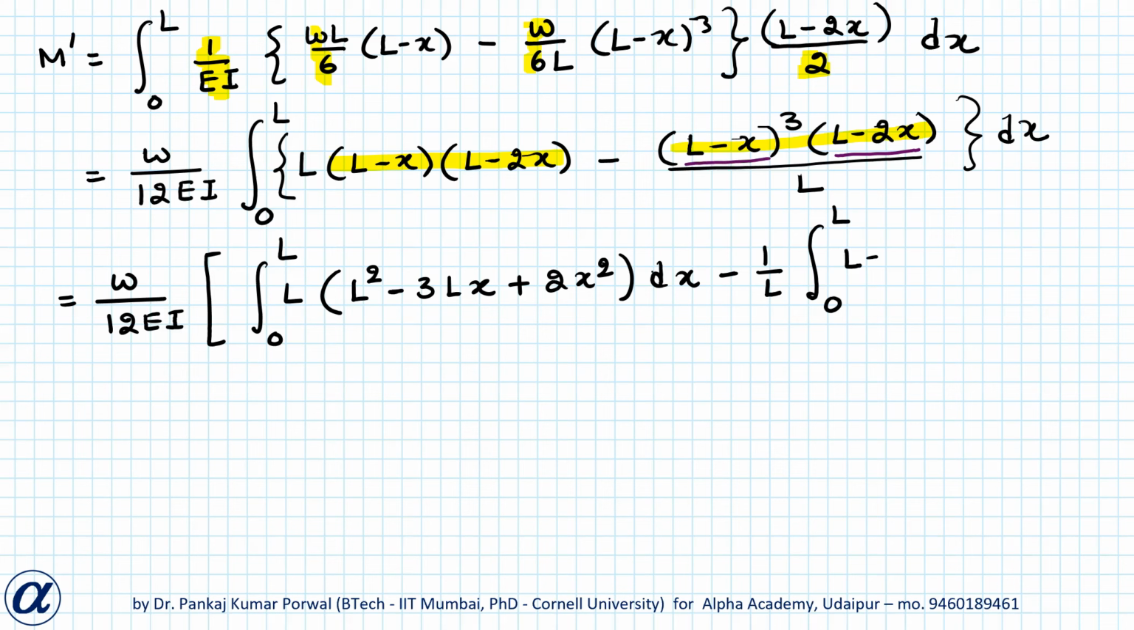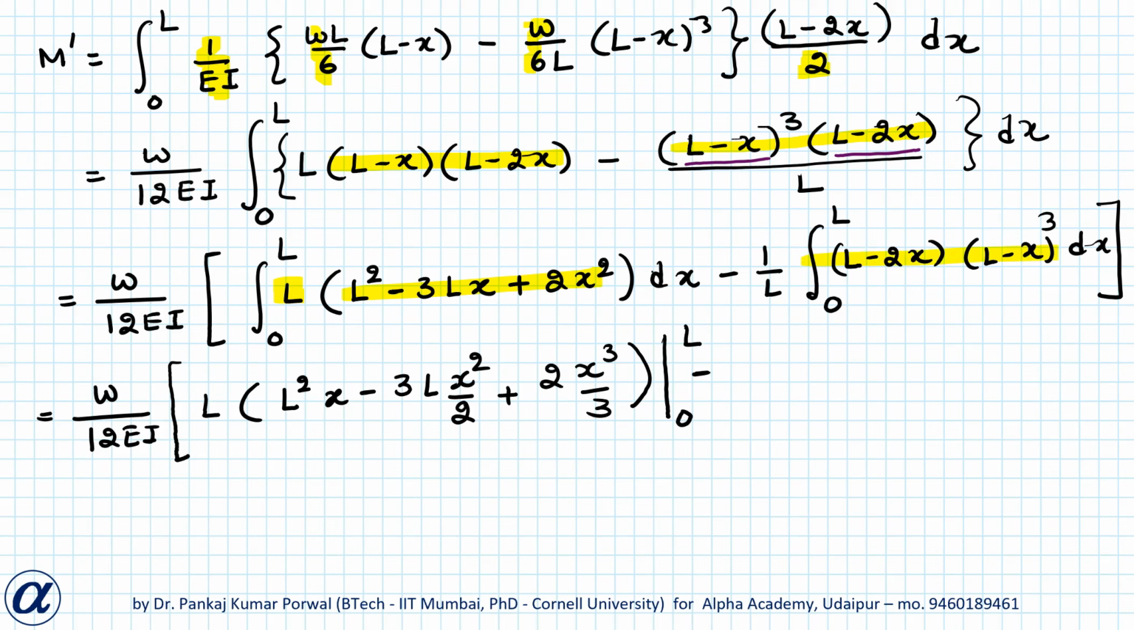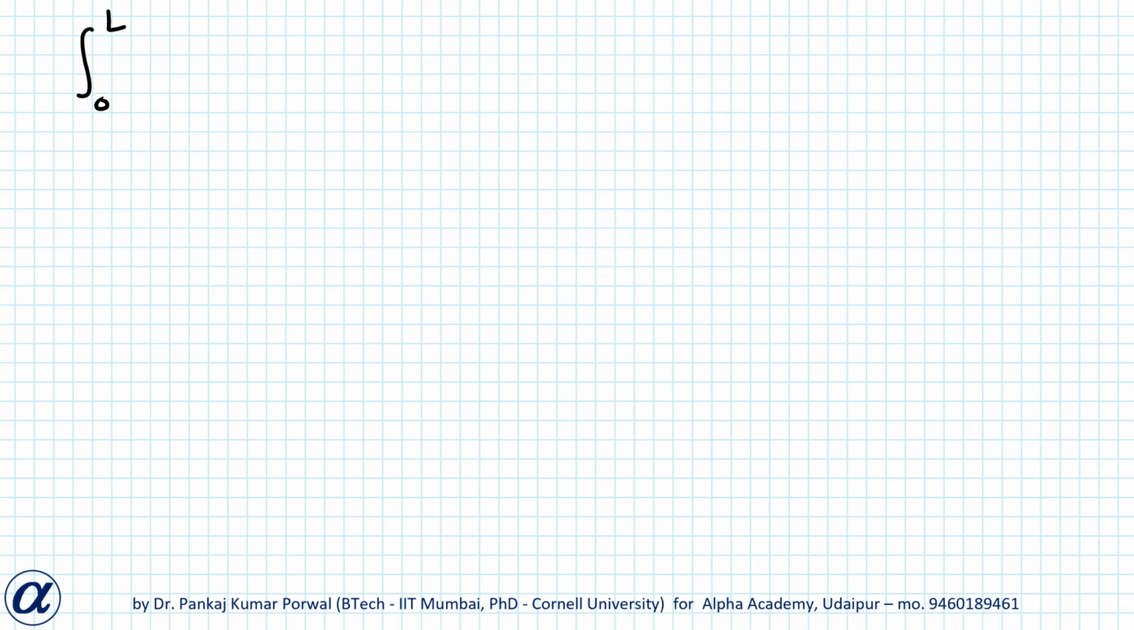So I write them as integral of (L minus 2x)(L minus x) cubed dx equals w by 12 EI. The integration for this will be L squared x minus 3L x squared by 2 plus 2x cubed by 3, limit from 0 to L. This integral I will evaluate separately. Let's write it down: integral 0 to L of (L minus 2x)(L minus x) cubed dx.